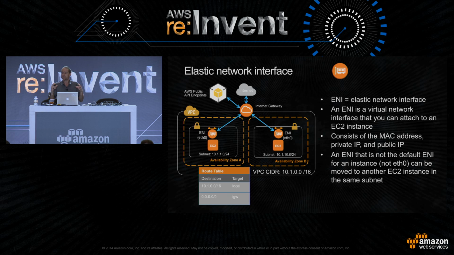An Elastic Network Interface, or ENI, is a virtual interface that you can attach to an instance in a VPC. An interface has to live inside of a subnet. There's the eth0 interface, which is the default interface, but you can always attach an eth1 interface or further interfaces, and those are actually movable between instances inside of a subnet. There's a bunch of good use cases we're going to talk about later in the talk around moving ENIs around. But essentially, an ENI consists of your MAC address, your private IP, and if you have a public IP, your public IP as well.